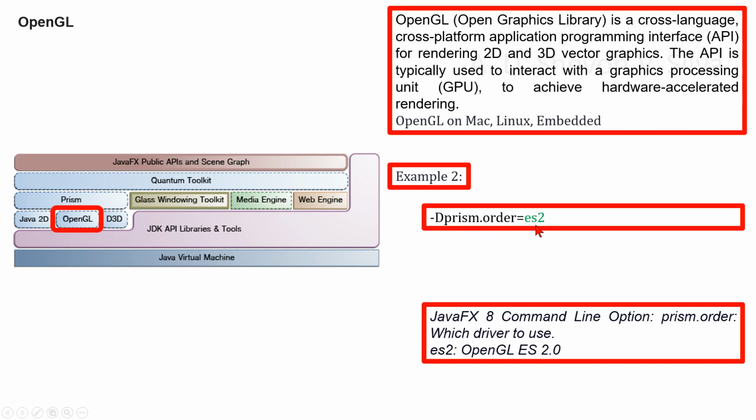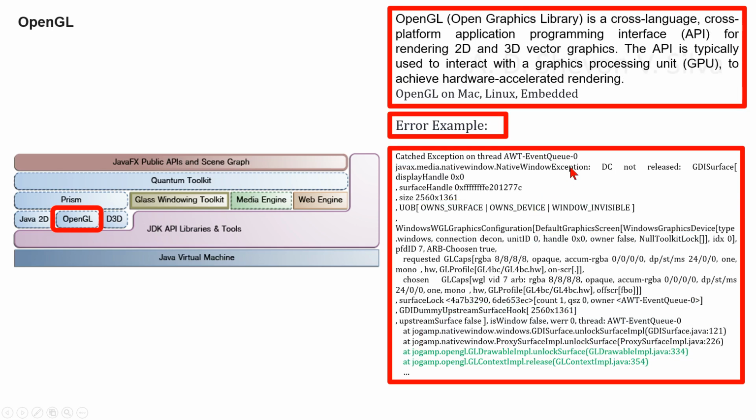As an error example, we can consider this, and here you can see com.jogamp.opengl.GL, GLDrawableImpl.unlockSurface at, com.jogamp.opengl.GLContextImpl.release, etc.